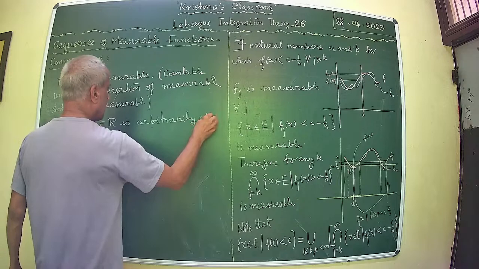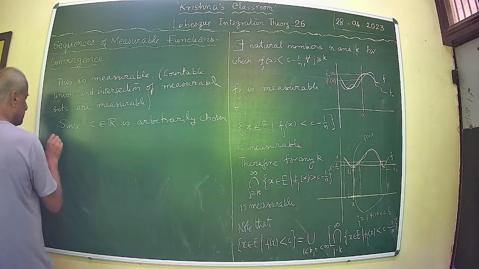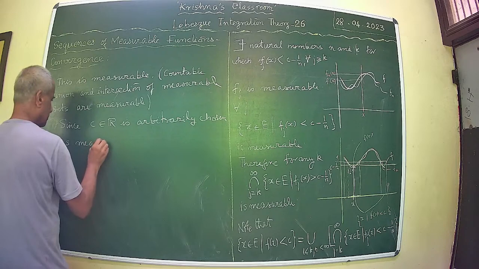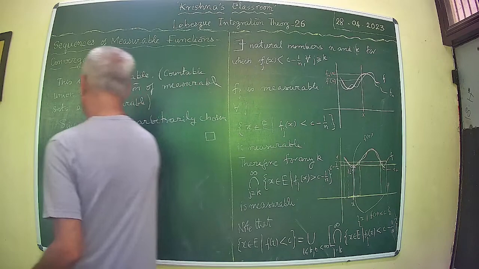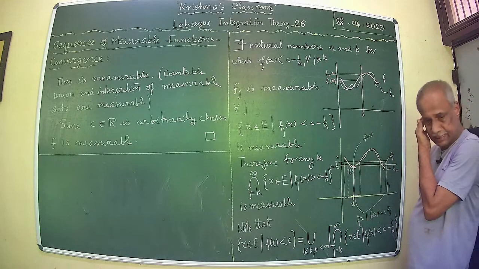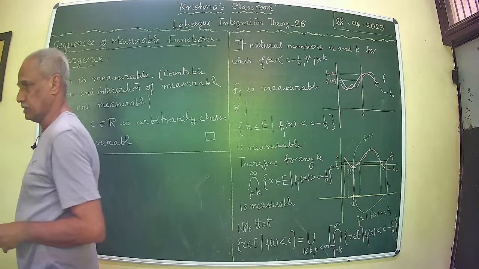So that completes the proof of the theorem. So having got this, that means the measurability is preserved under point-wise convergence. So this is something that we will be using over and over again.